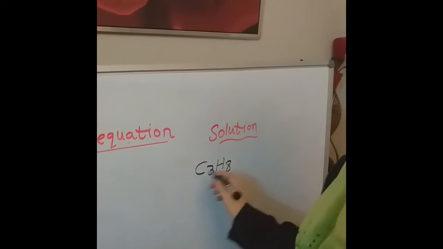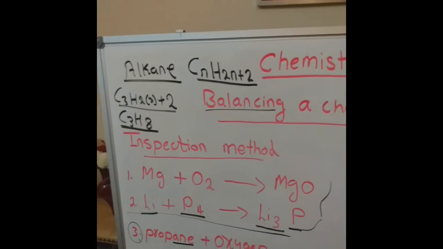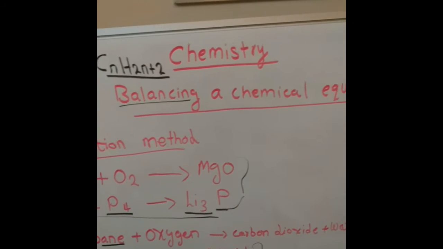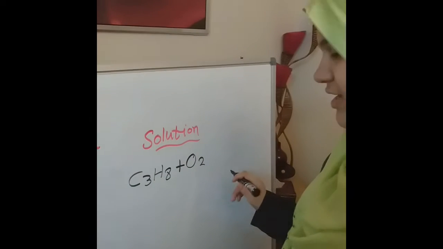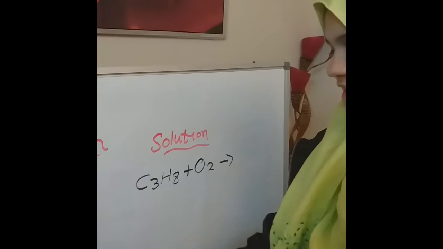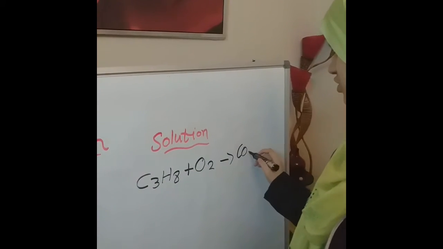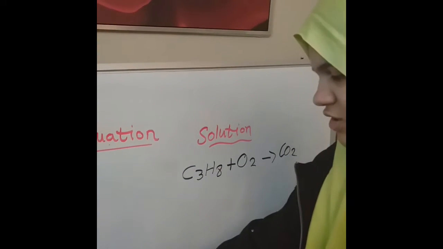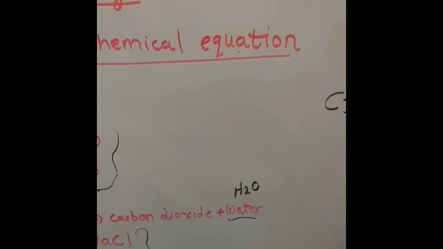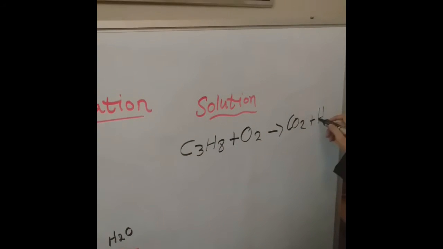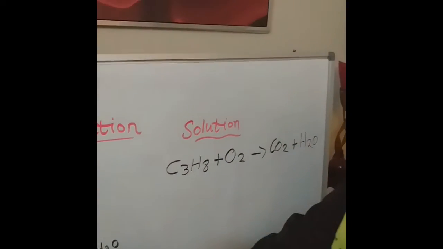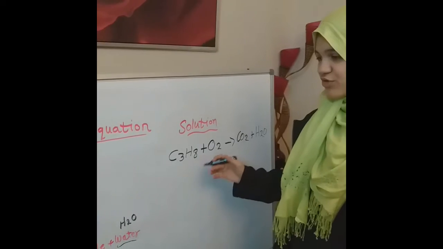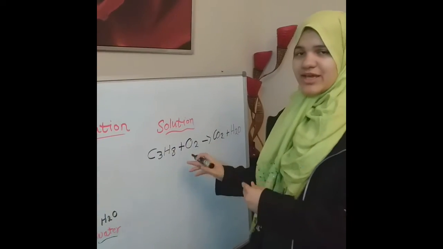C3H8 plus what? Plus oxygen. That means plus O2, because O2 is also from the diatomic molecules. The second thing is carbon dioxide. That means, of course, we know it, CO2 plus water. And the formula of water is H2O. Now we change from a word equation to a chemical equation.